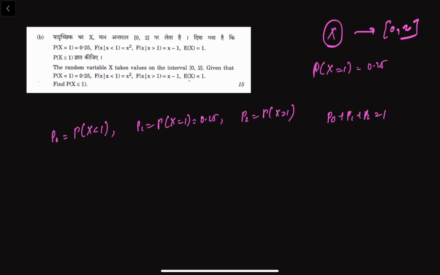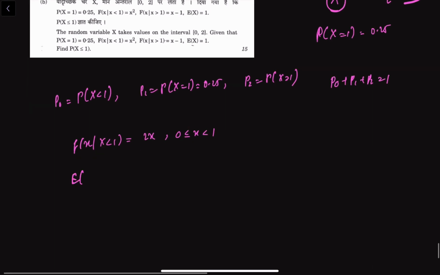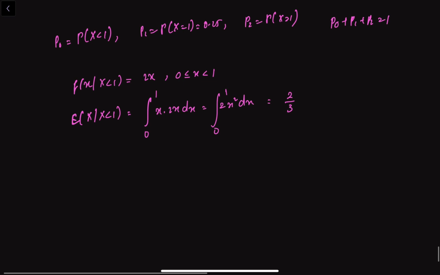So we can find the conditional density. f of x given x less than 1 is 2x when 0 is less than x less than 1. So the conditional expectation of x given x less than 1 would be the integral from 0 to 1 of x into 2x dx, which is 2x square dx from 0 to 1, which is nothing but 2 by 3. So the conditional mean, expectation of x given x less than 1, is 2 by 3.